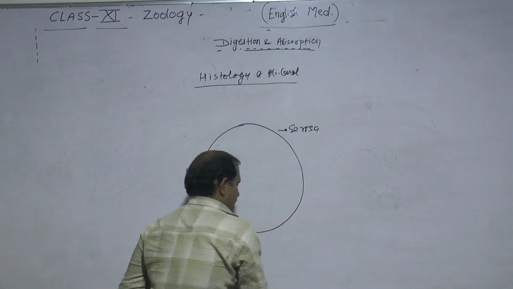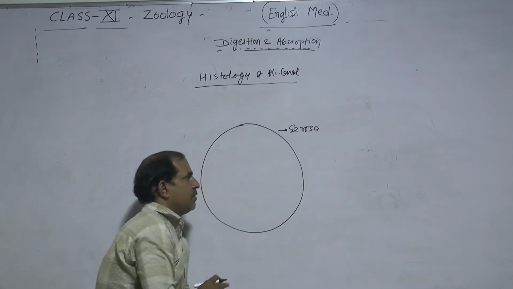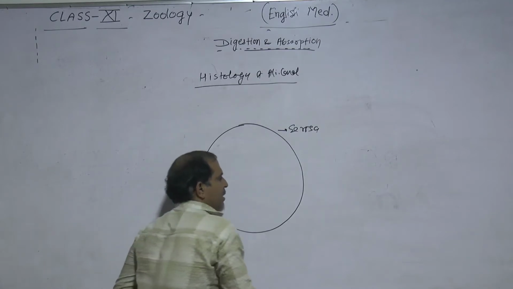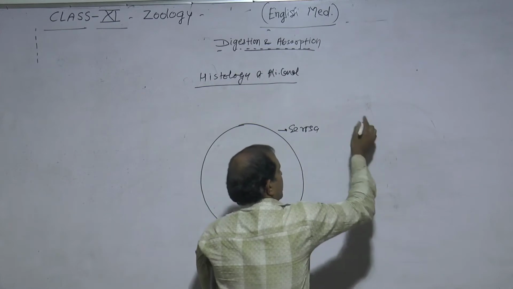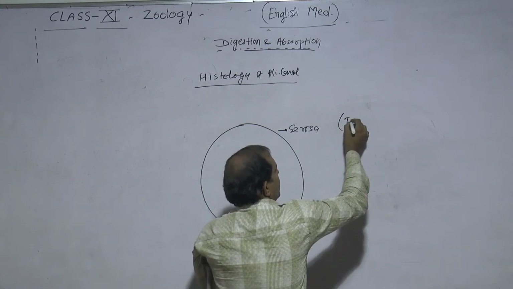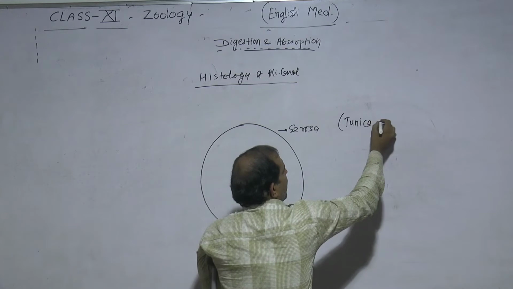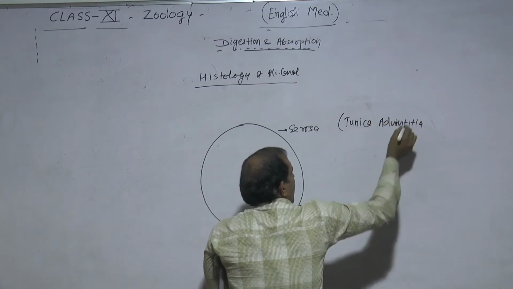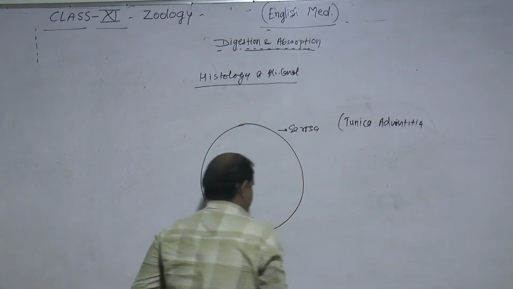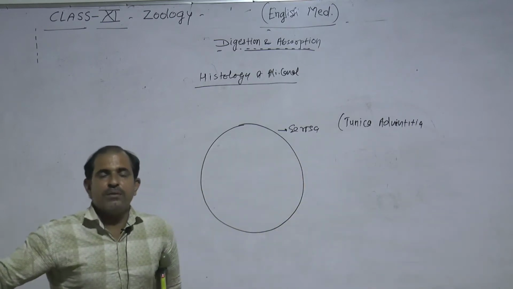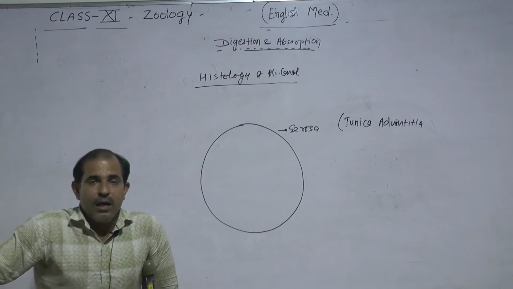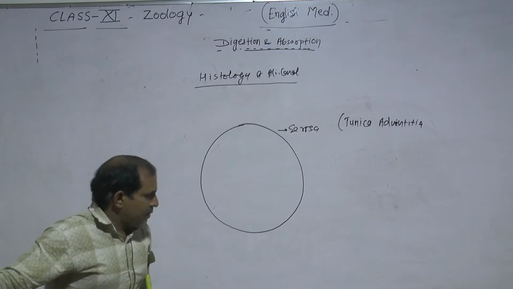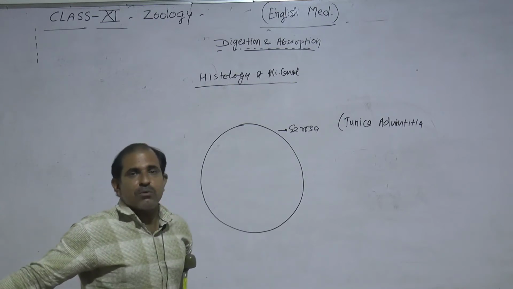It means the alimentary canal is made up of 4 layers. The outermost layer is called serosa, and this serosa is thinnest at the esophagus. The serosa present on the esophagus is called tunica adventitia, and on the esophagus the serosa is very thin.